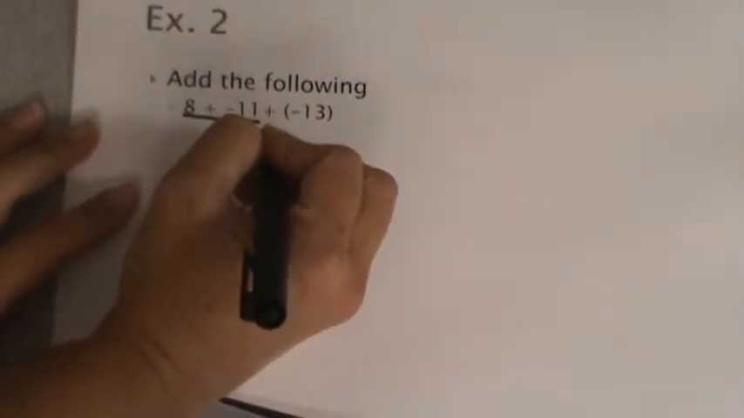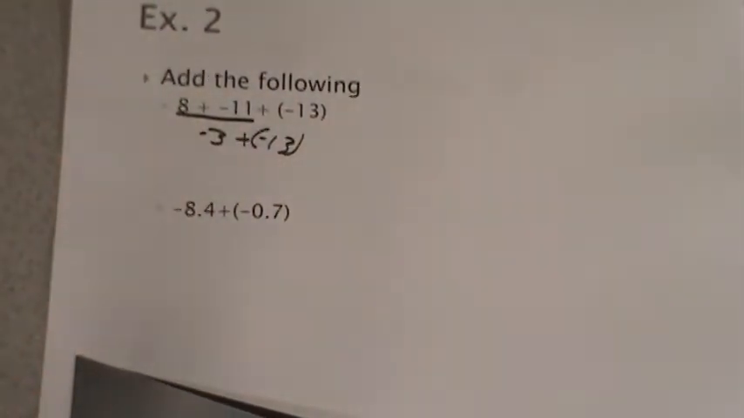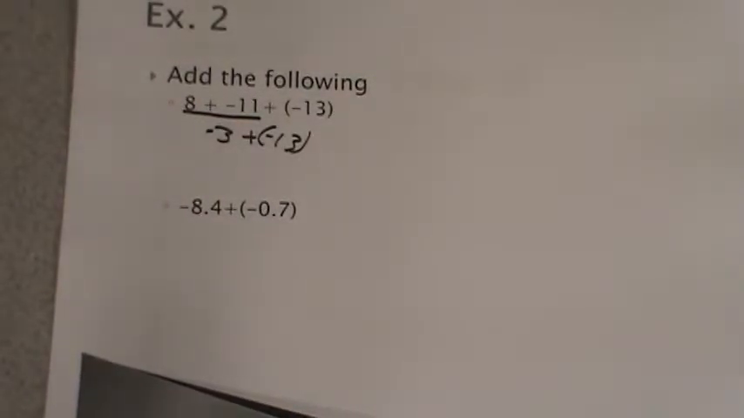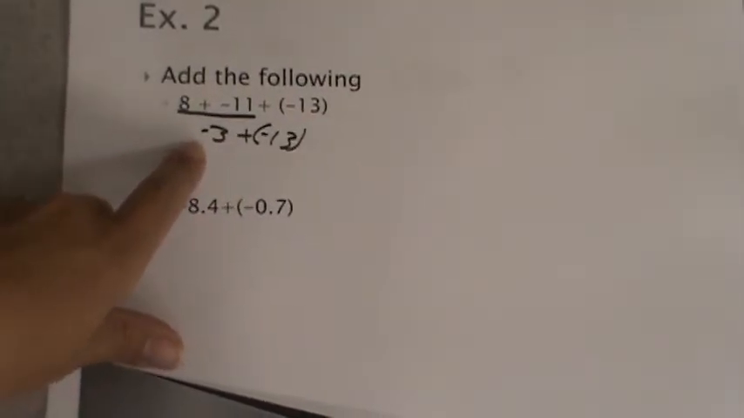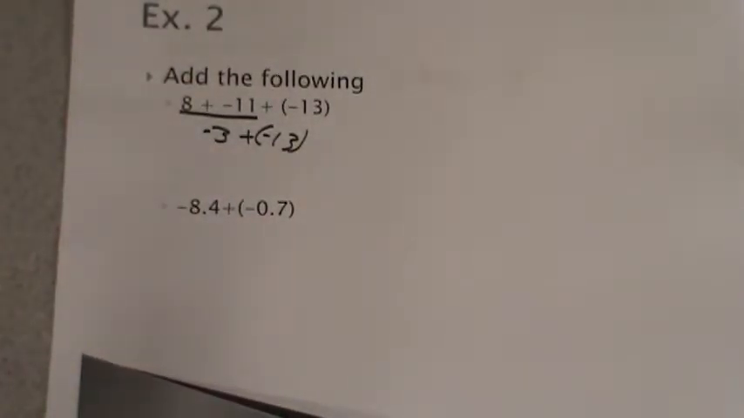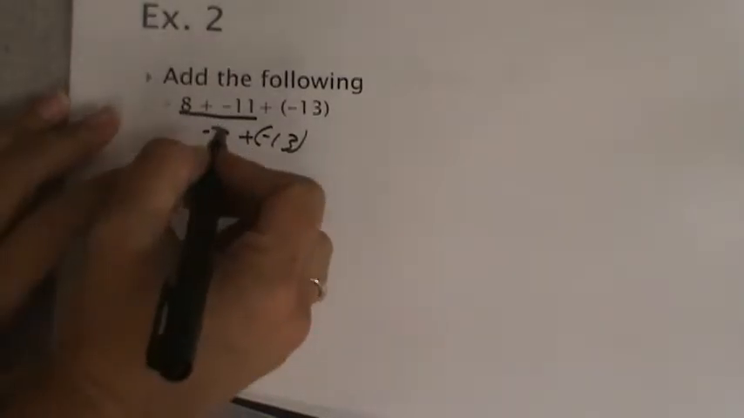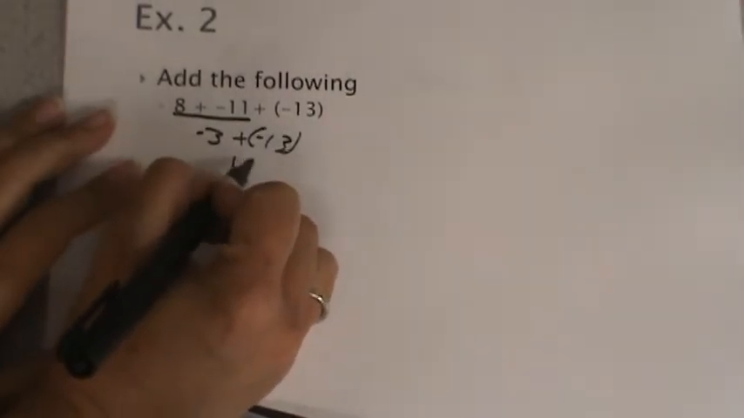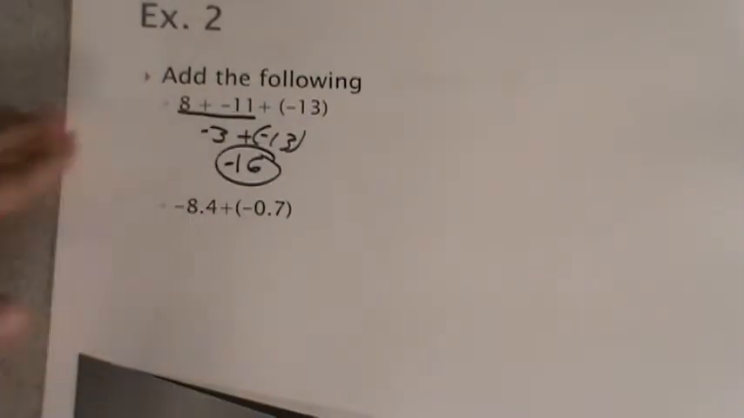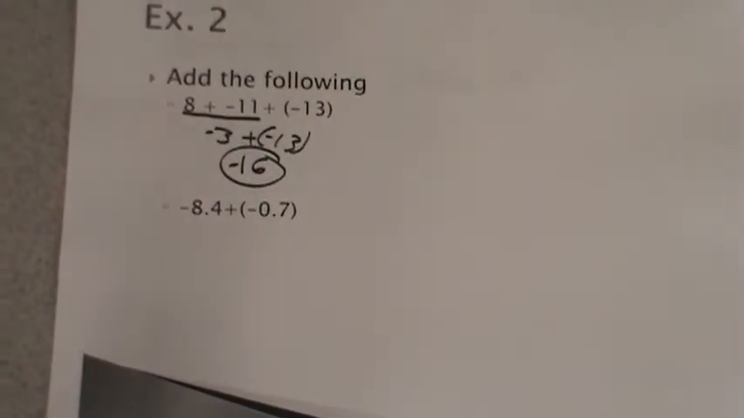So what I'm going to do now is bring down that -13 and sing the song again. Same sign, add and keep, different sign, subtract. Both of these have the same sign, so you're going to add, and keep means to keep that sign. So 3 plus 13 is a 16, and since they're both negative, I keep it as a -16, and that's my answer.